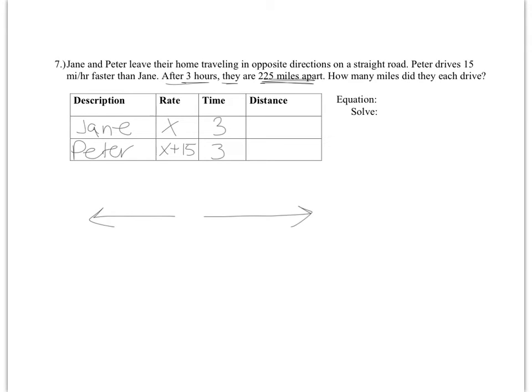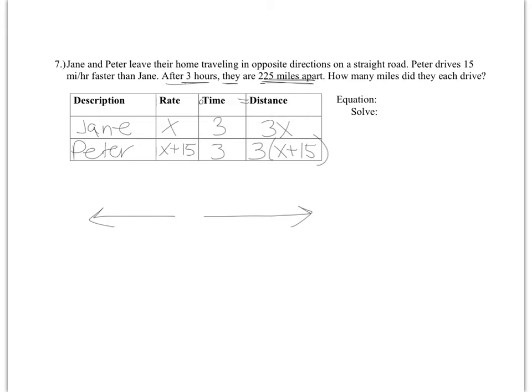That's not the distance of each of them. That's the distance of both of them together, right? So to get each person's distance, Jane's distance is just going to be, remember, rate times time equals distance. This is going to be 3x. And then rate times time for Peter is going to be 3 times x plus 15. And make sure that x plus 15 goes in parentheses, or you just go ahead and distribute it.